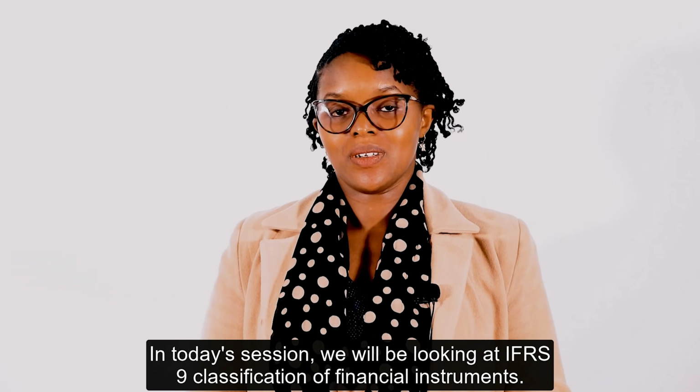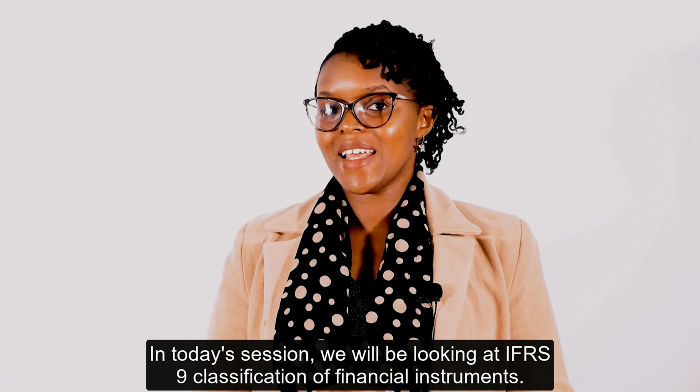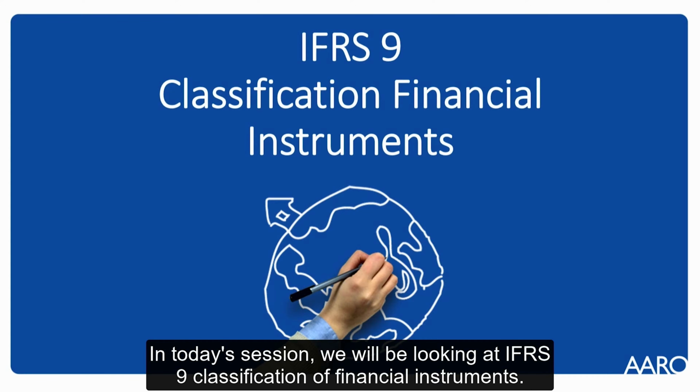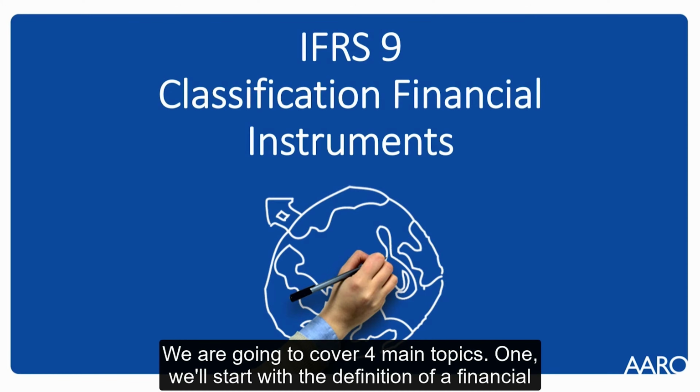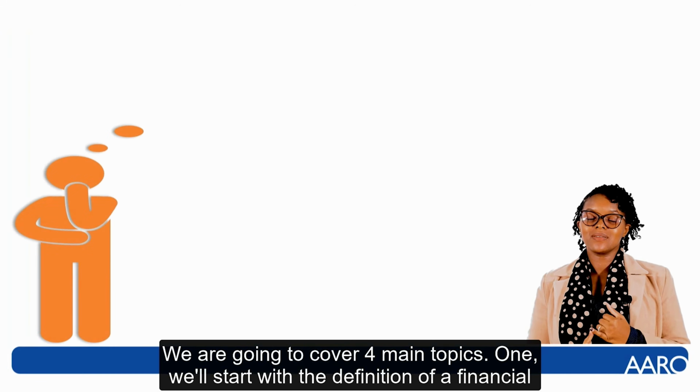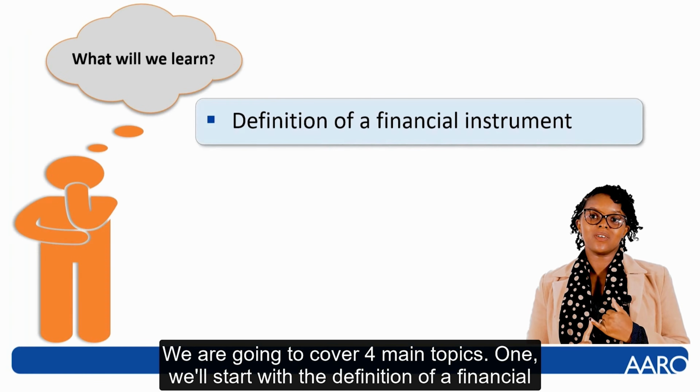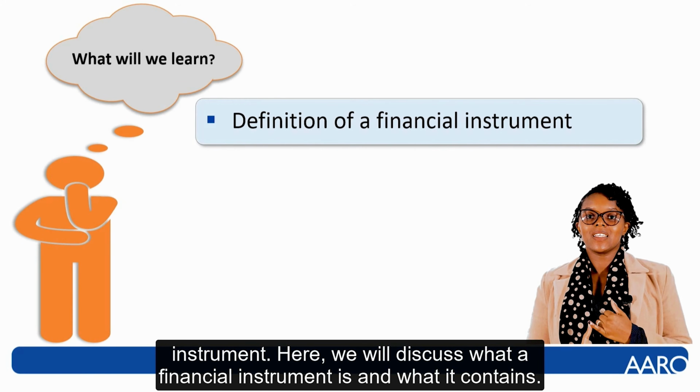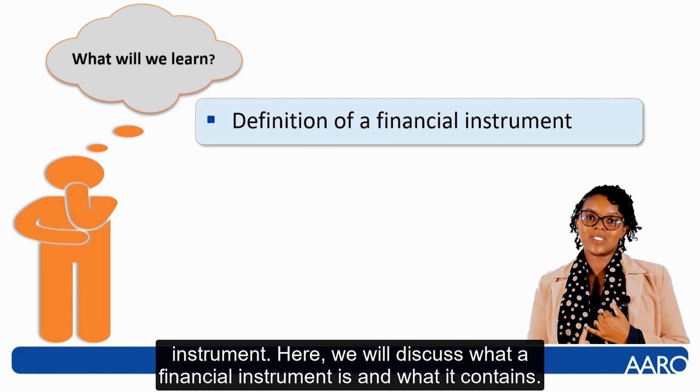In today's session, we'll be looking at IFRS 9 classification of financial instruments. We are going to cover four main topics. One, we will start with the definition of a financial instrument. Here we will discuss what a financial instrument is and what it contains.